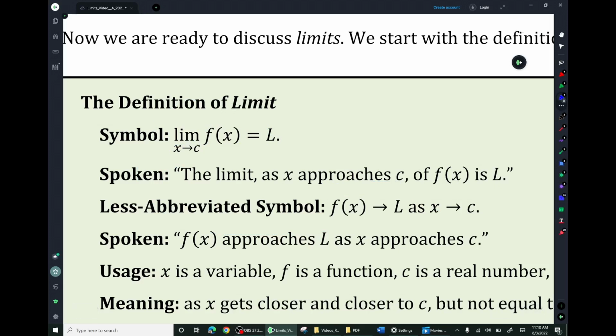Now there's a less abbreviated symbol that's not really used, but I like to introduce it because it is maybe clearer. It's this symbol, f of x arrow L as x arrow c. This is spoken f of x approaches L as x approaches c.